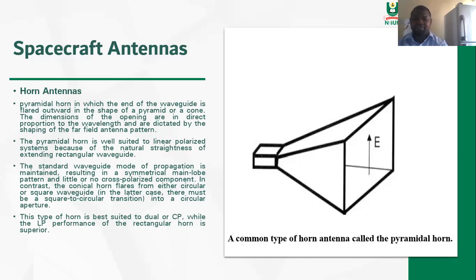The standard waveguide mode of propagation is maintained, resulting in a symmetrical main lobe pattern and little or no cross-polarized component. In contrast, the conical horn flares from either circular or square waveguide. In the latter case, there must be a square to circular transition into a circular aperture. This type of horn is best suited to dual or circular polarization, while the linear polarization performance of the rectangular horn is superior.